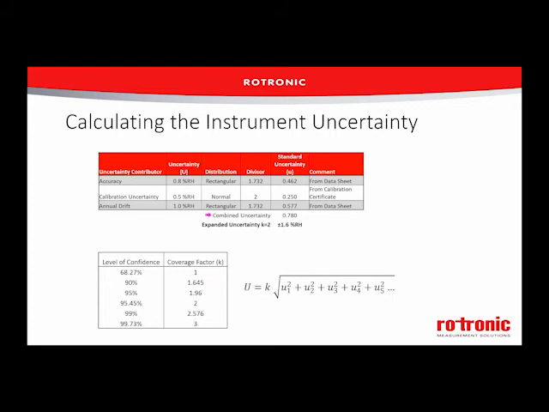Typically, most laboratories use K equals 2 and state that they've got a level of confidence of about 95%. Truly, it's 95.45, but just to keep everything simple, we typically use a coverage factor of 2 and say 95%.